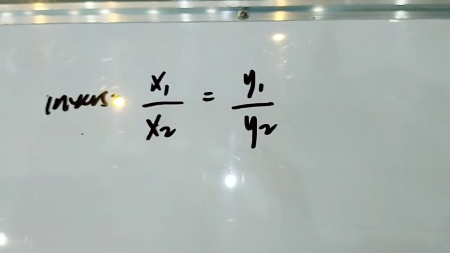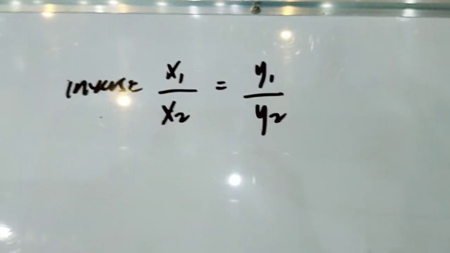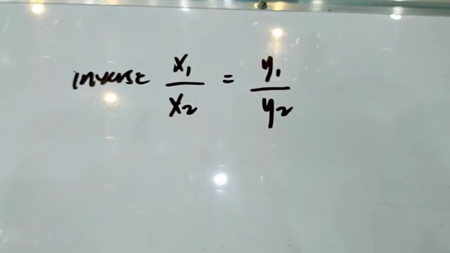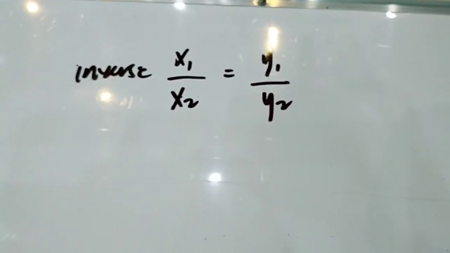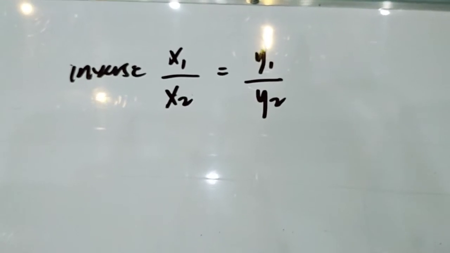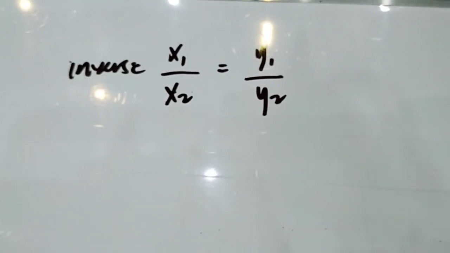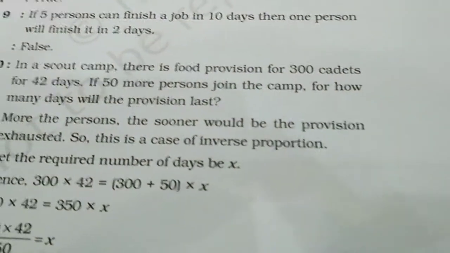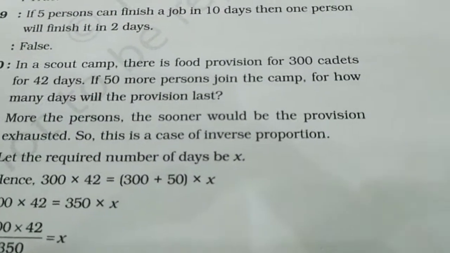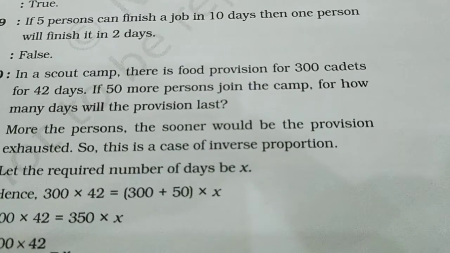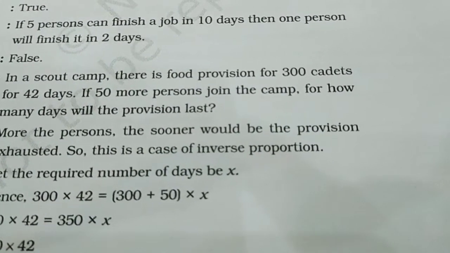Madalas naman sasabihin naman ng problem kung inverse proportion sila. So we have here an example, example number 10. In a scout camp, there is food provision for 300 cadets for 42 days. If 50 more persons join the camp, for how many days will the provision last?